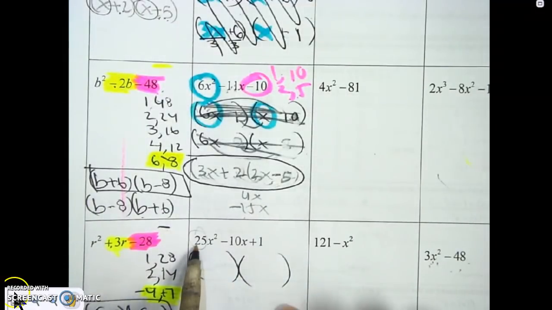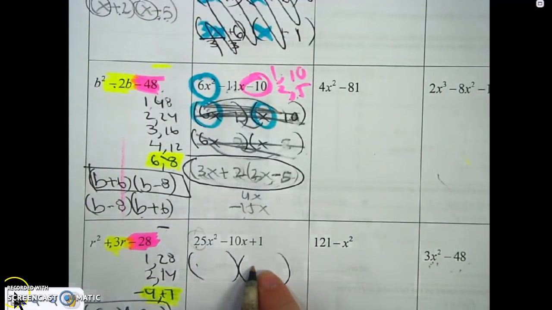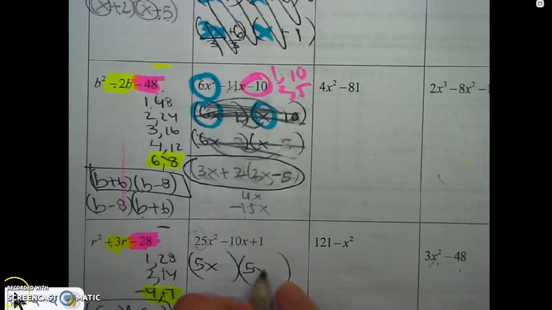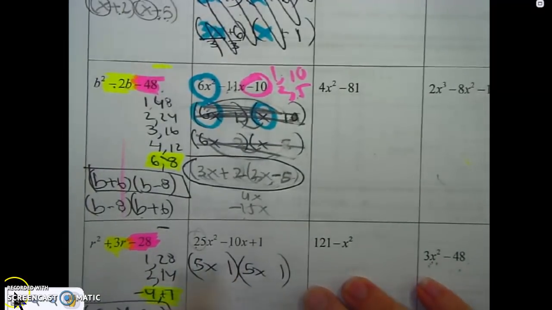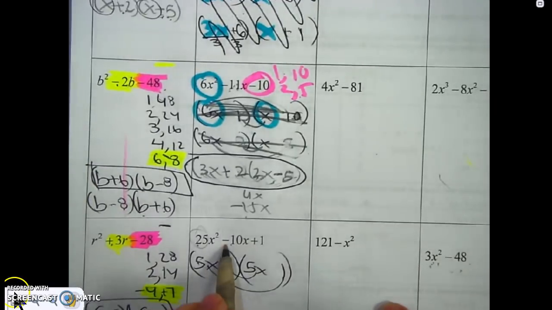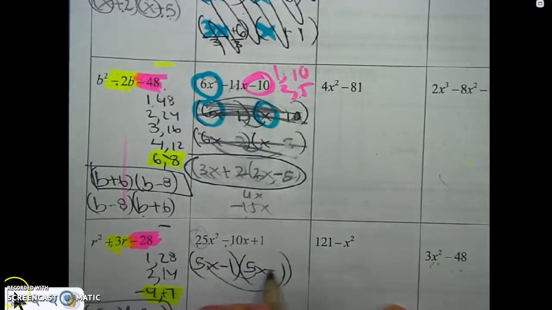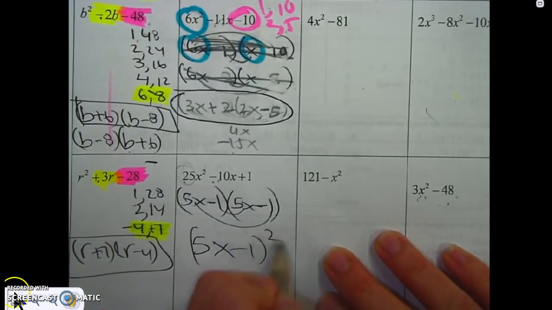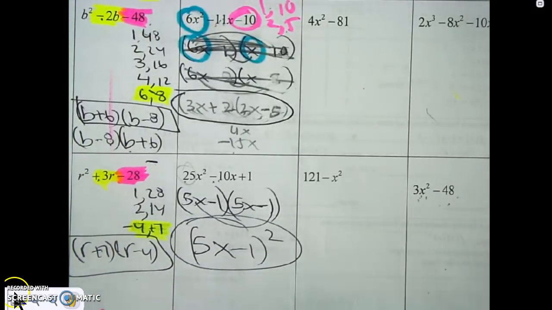I feel like my options are 25x and x, but I'm not going to get that from a 10. So what feels right to me is 5x and 5x, 1, 1. 5x and 5x gives me 10x. They're both going to be negative. It's the same thing. So 5x minus 1 squared. Okay? So I feel like that one went a little bit quicker.